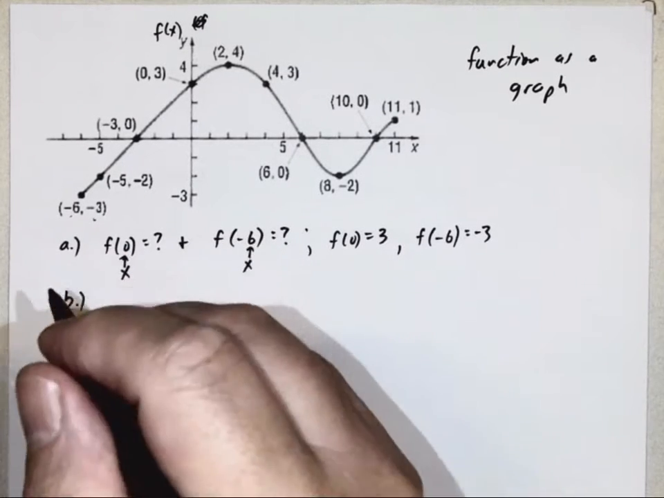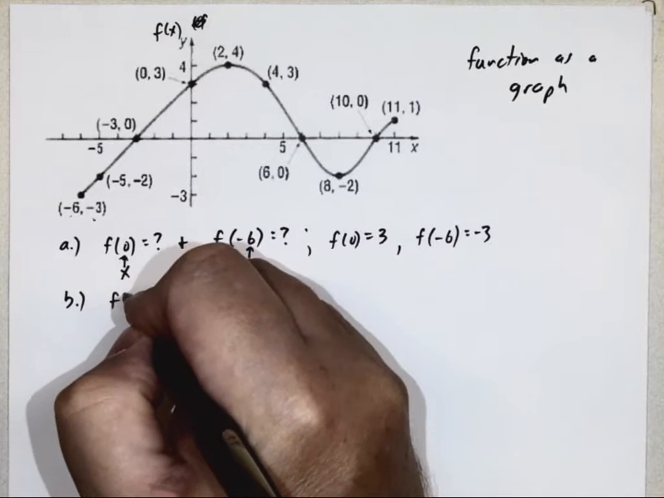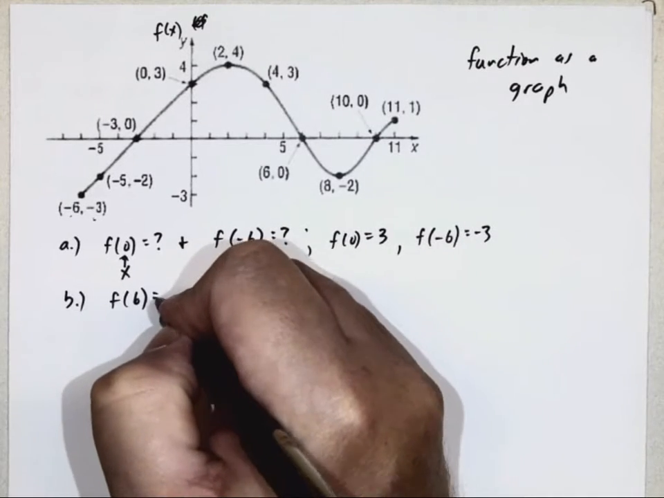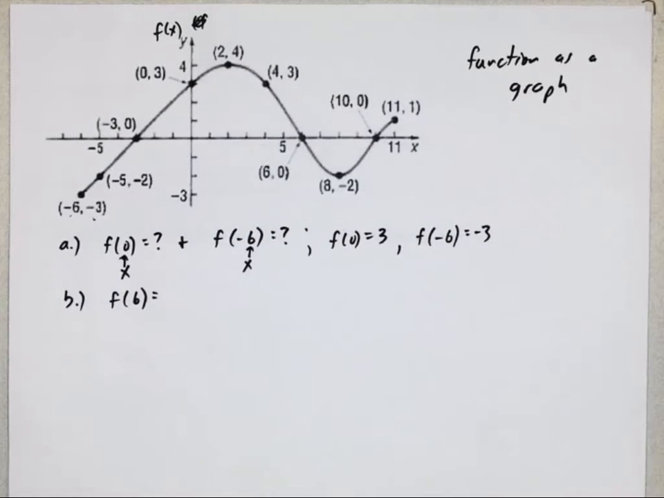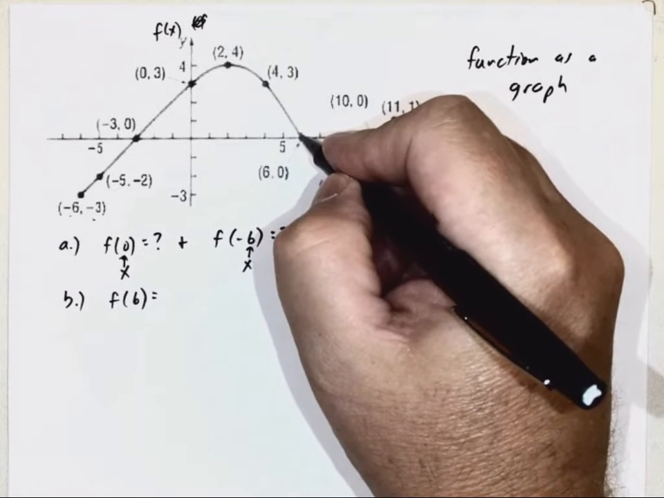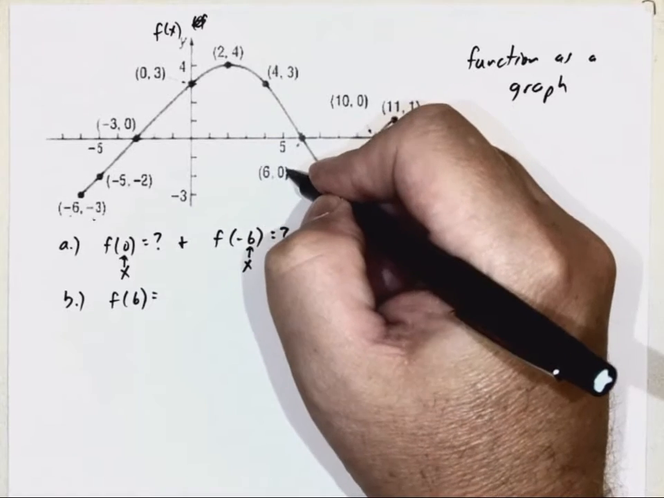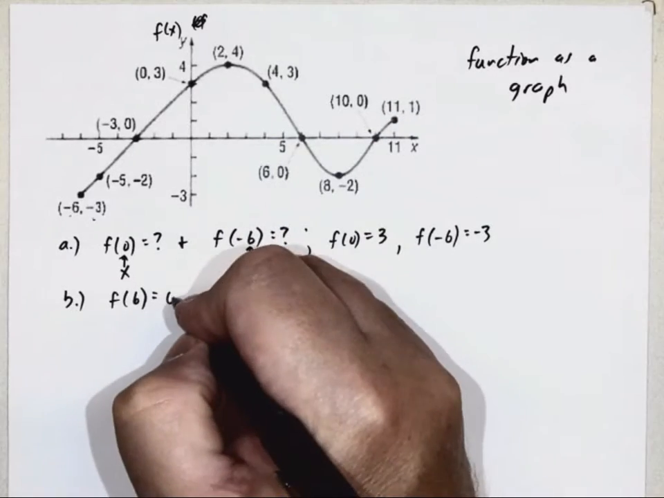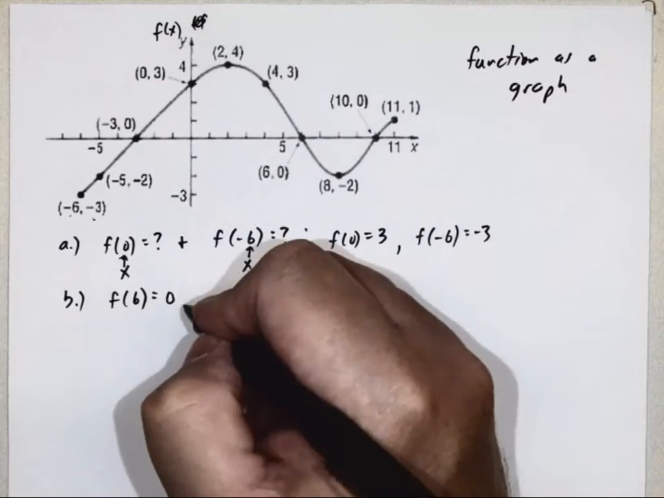Question B does a few more. First one is, what is f of 6? What am I going to do? I'm going to go on my graph and find the point where x equals 6, which is right here. And I say, what's the function at this point? What's the y value at this point? Looks like it's 0. F of 6 equals 0.